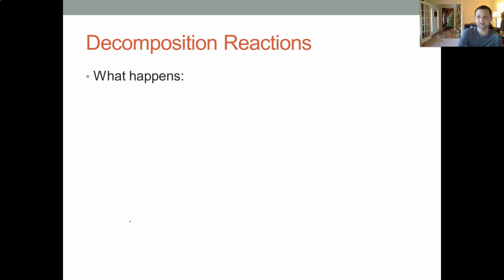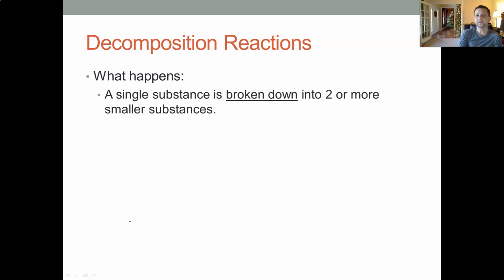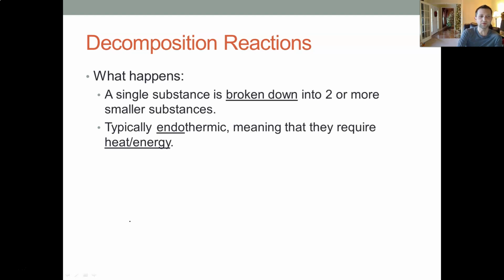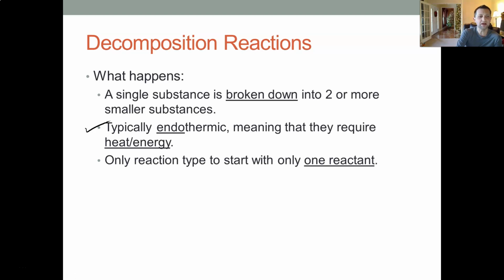Decomposition reactions are basically the opposite of what we just did. A synthesis reaction, or a composition, is putting 2 things together to create one. A decomposition reaction is when you take one thing and break it down into 2 or more things. So a single substance is broken down into 2 or more smaller substances. This is important, so make sure you take a note of this. This is typically an endothermic process, meaning that they require heat or energy. Not every decomposition is endothermic, but a lot of them are, because it takes some work to break down the single substance that you have.